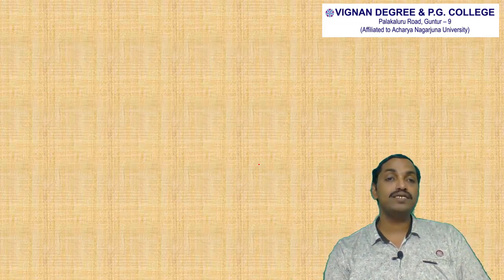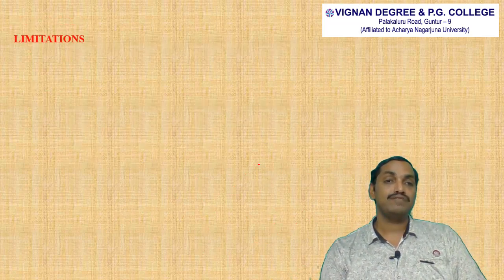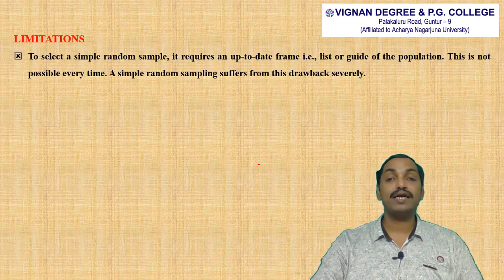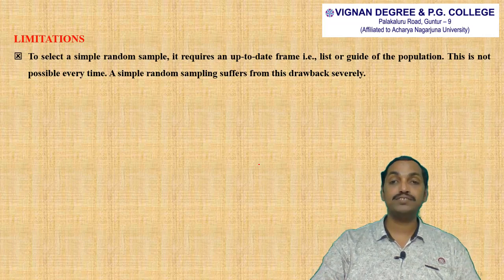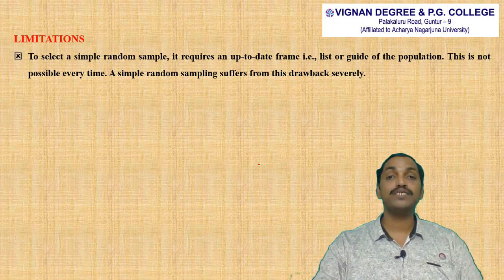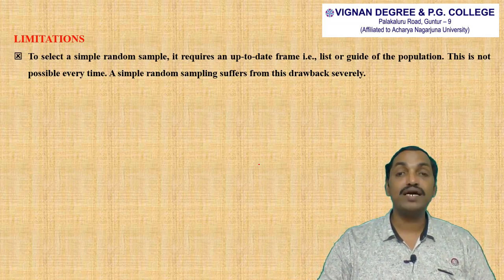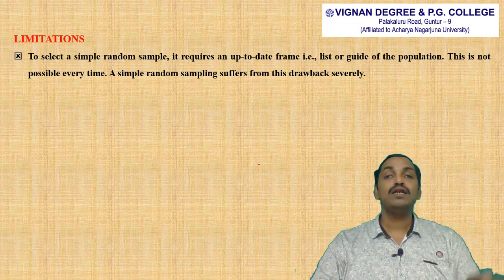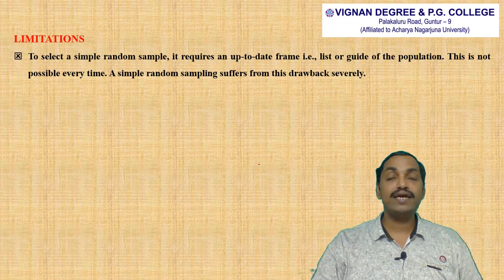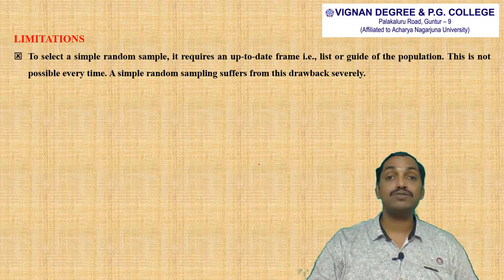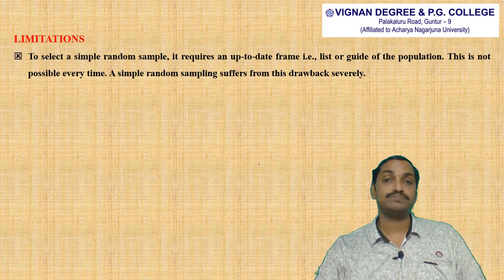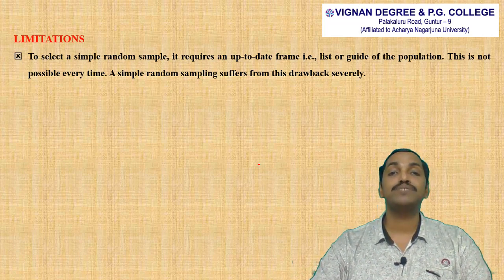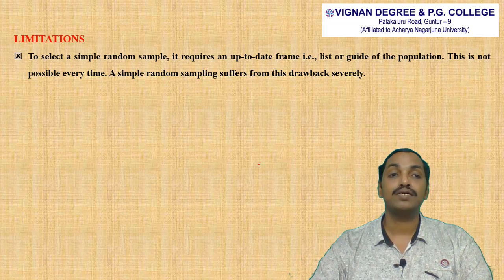Next, we will have a look at the limitations. The first one is to select a simple random sample, it requires an up-to-date frame. The frame means nothing but the list of all the population units with the identification particulars. So to select a simple random sample, we need an up-to-date frame, but it is not possible all the times. So a simple random sampling suffers from this drawback severely.